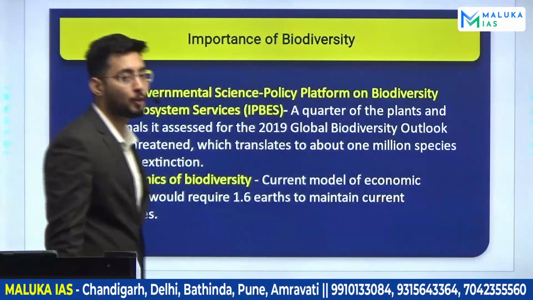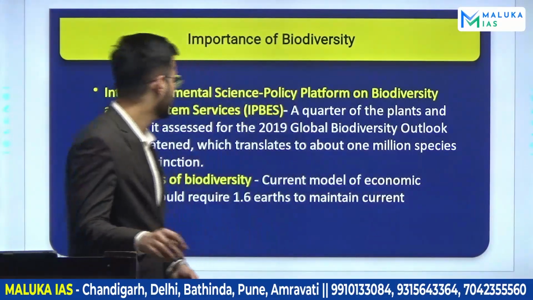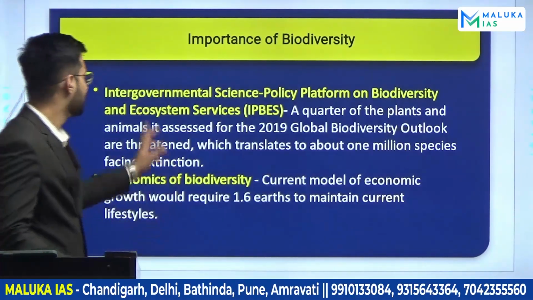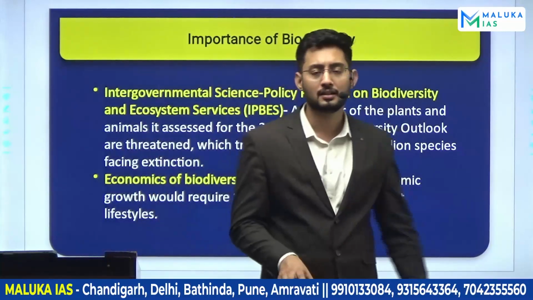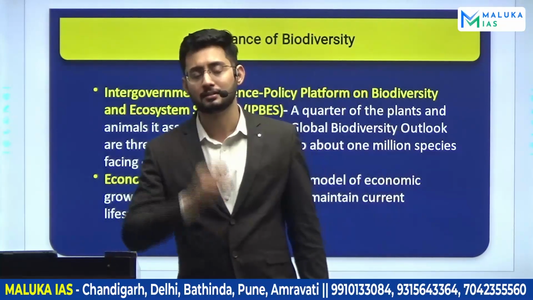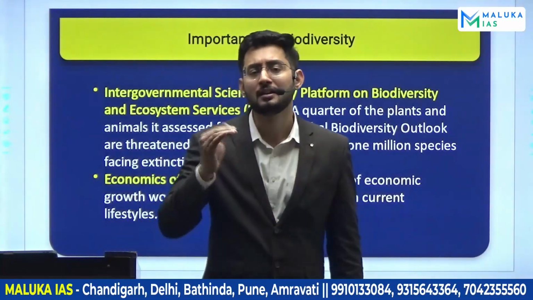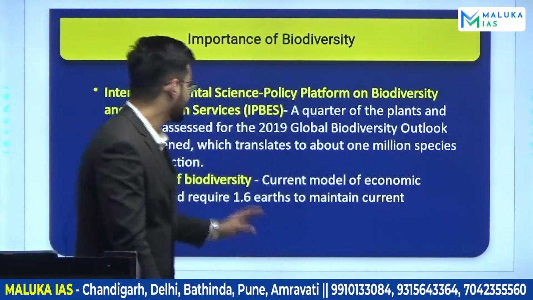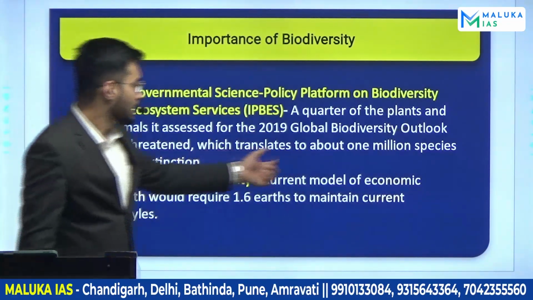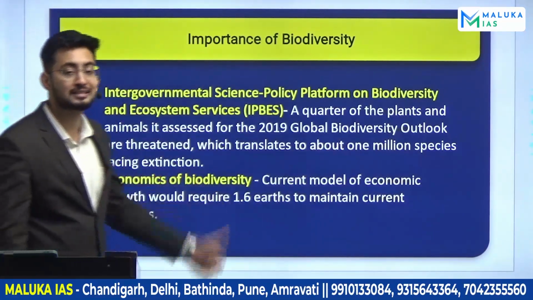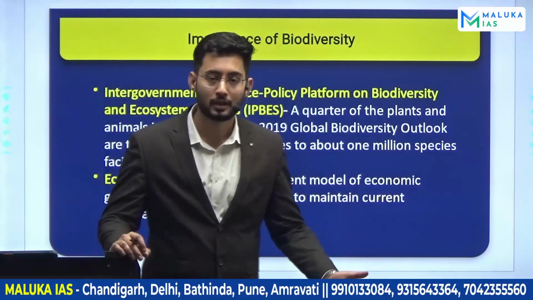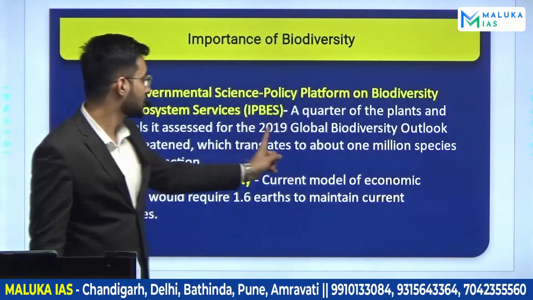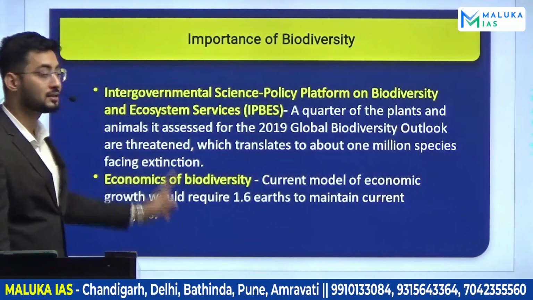Then comes what is the importance of biodiversity. As you can see on the slide, that the first thing is the report of Intergovernmental Science Policy Platform on Biodiversity and Ecosystem Services, and they said if we continue exploiting biodiversity in the same manner as we are doing today, we will see that about 1 million species will face extinction very soon, right? A quarter of the plants and animals it assessed for the 2019 global biodiversity outlook are threatened, right?